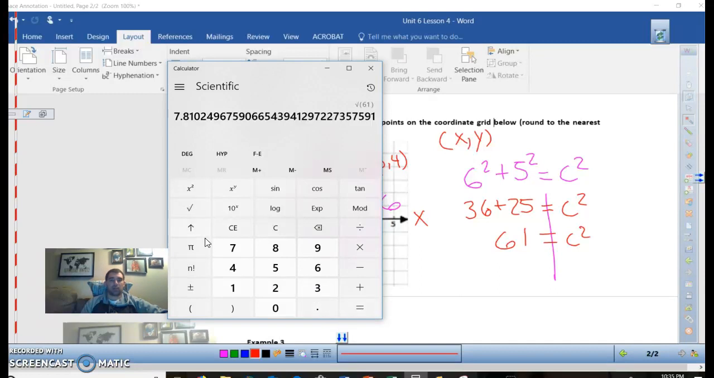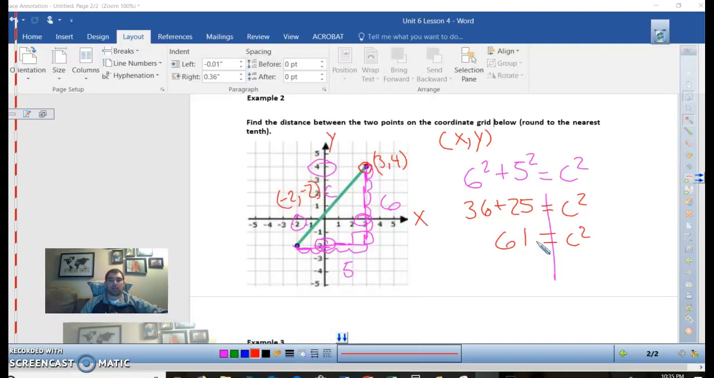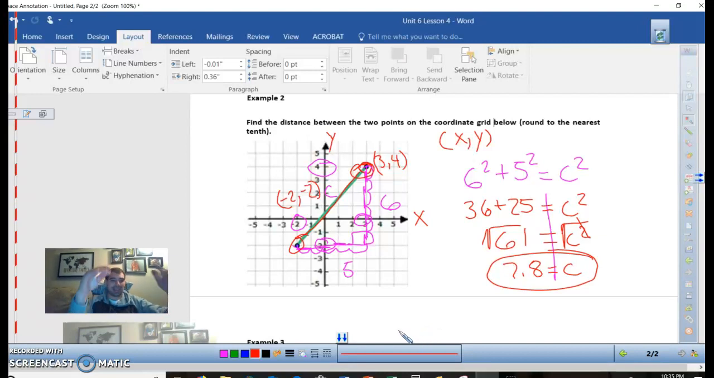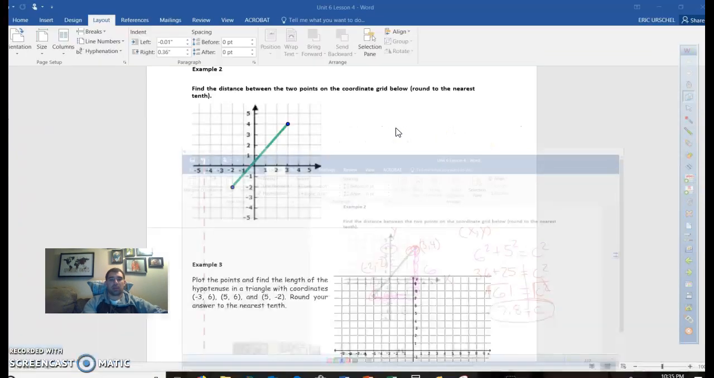I square root that. Nearest tenth would be 7.8. So c equals 7.8. So the distance of this green line is 7.8 units. So we're finding distances. Remember, our goal here today is, can I find a distance between 2 points in a graph or a coordinate plane?